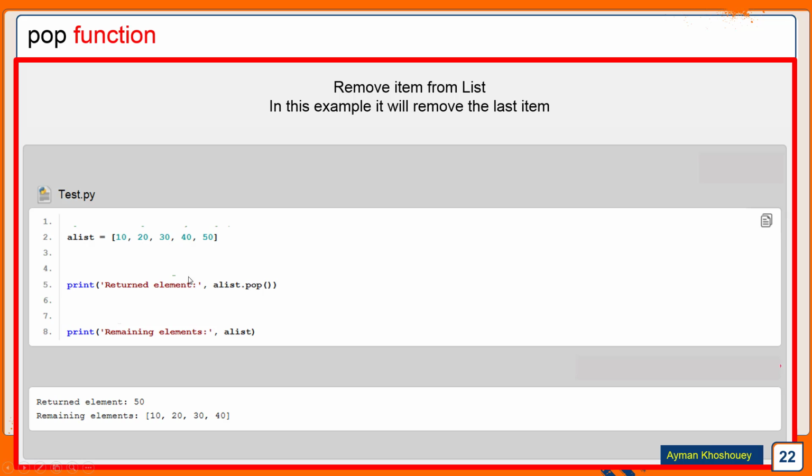Pop function. If you have a list like this, you can call list pop, which returns the removed element. 50 is the last one here, and the list with the new remaining elements is 10, 20, 30, 40. That means the pop function removes the last item from the list.